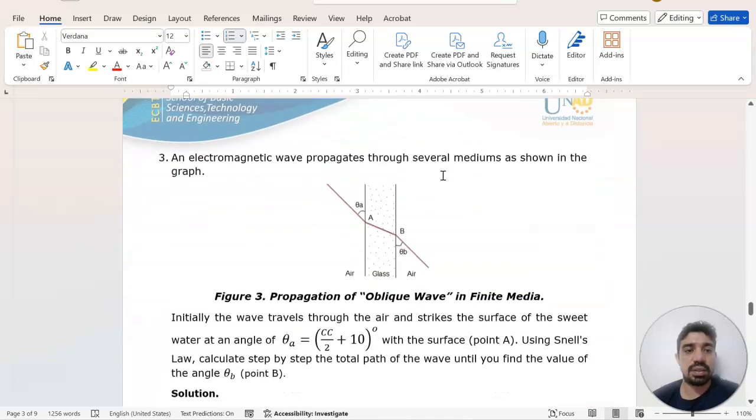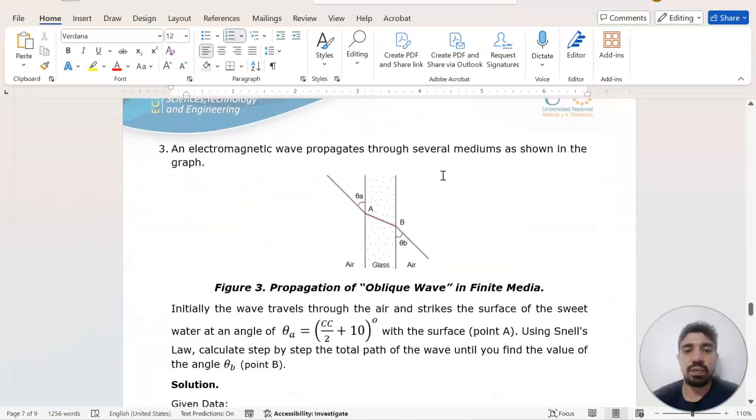In this exercise number 3, an electromagnetic wave propagates through several media as shown in the graph. In this figure, we have a wave going through a new medium. It comes from the air, through a glass, or in this case, it says it's sweet water inside the glass, and goes out of it again to the air. So what we need to do is find the exit angle for this wave.